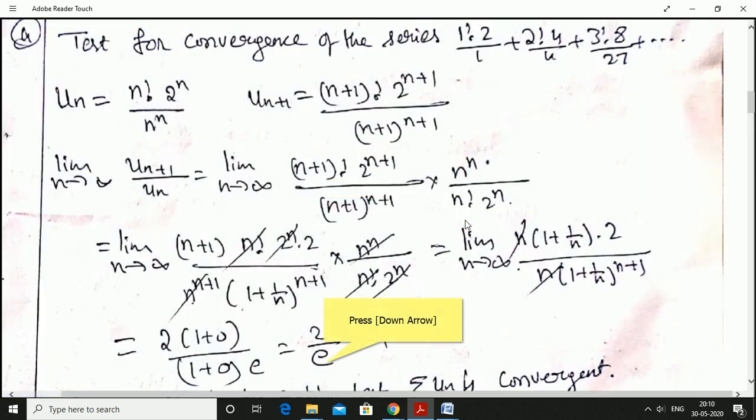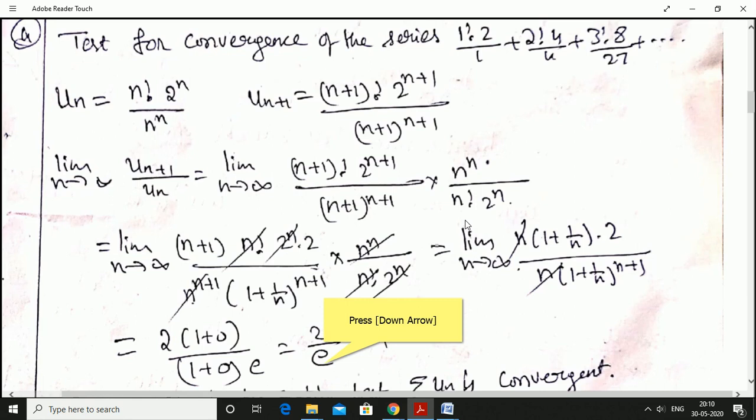Here 2 power n gets cancelled, only 2 remains. n plus 1 factorial can be written as n plus 1 into n factorial. I split 2 power n plus 1 as 2 power n into 2, divided by, in this one n I have taken outside, n power n plus 1 into 1 plus 1 by n power n plus 1, into this term as it is, n power n divided by n factorial into 2 power n. n power n gets cancelled, n factorial cancelled, 2 power n cancelled. What remains is limit as n tends to infinity, n plus 1.